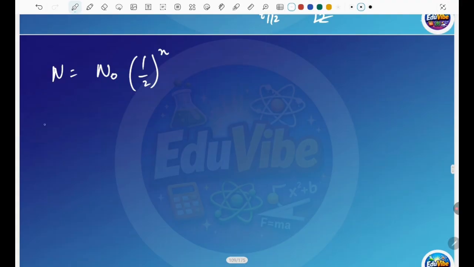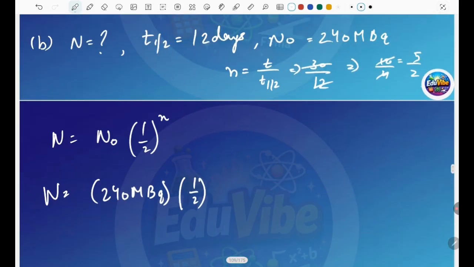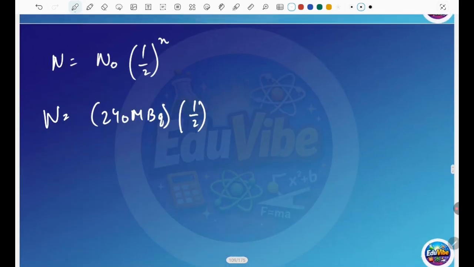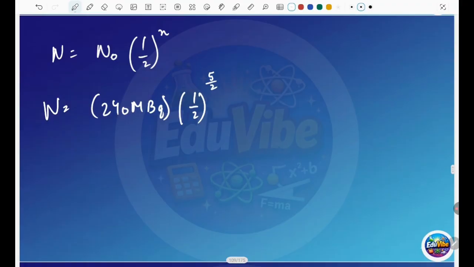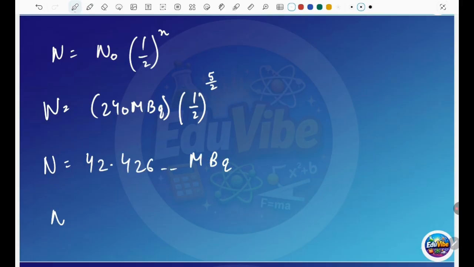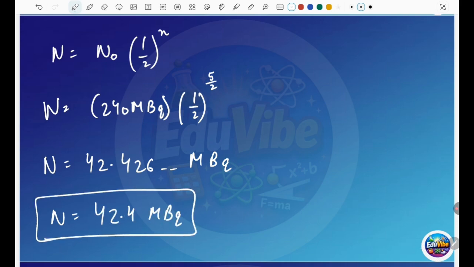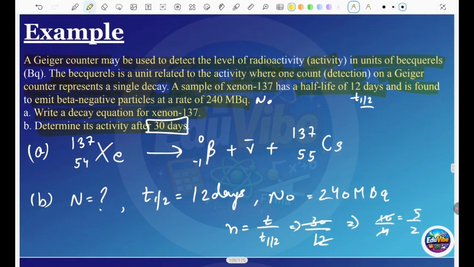So you can put these things over there now. This is equal to 240 MBq. This unit means the same. So you have 30 days upon 12 days, which is the same units, and you will get 5 by 2 when you cut this to simplest form. When you solve this whole thing, you get about 42.426 MBq, which is also like 42.43. N0 and N have to be the same units, and the time has the same unit. So that's how you can do this. You get the answer of 42.4 MBq. So this is the activity you can find.